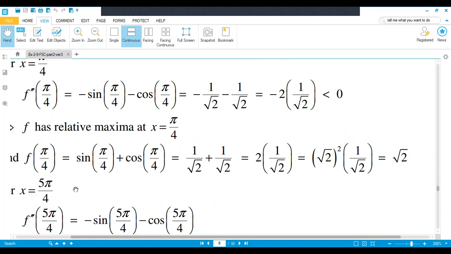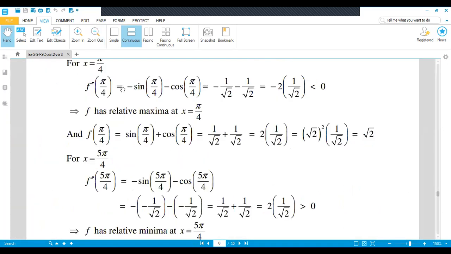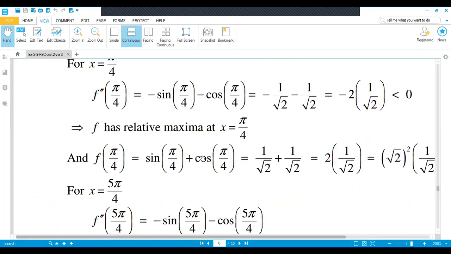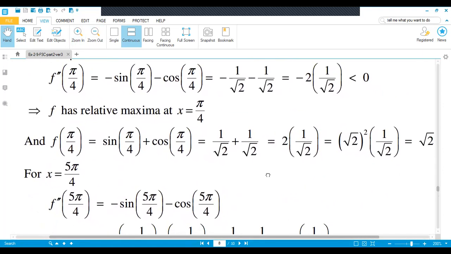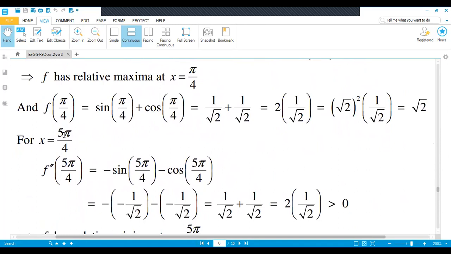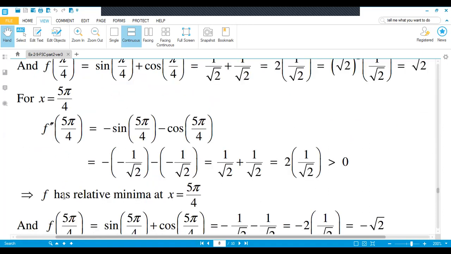Now this second value 5 pi over 4 we put in the second derivative, minus sine 5 pi over 4 minus cos 5 pi over 4. We get this. So minus minus plus 1 over under root 2 minus minus plus 1 over under root 2, we get 2 into 1 over under root 2, which is greater than 0, a positive value. So the function f is relative minimum at this value.